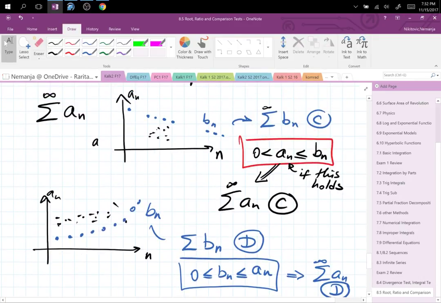You see the picture? The black sequence is smaller than the red sequence. And the summation of the black sequence, which is the series, converges, and the red one converges as well. But because the red one is higher and the red one converges, the black one is forced to converge because it's squeezed.